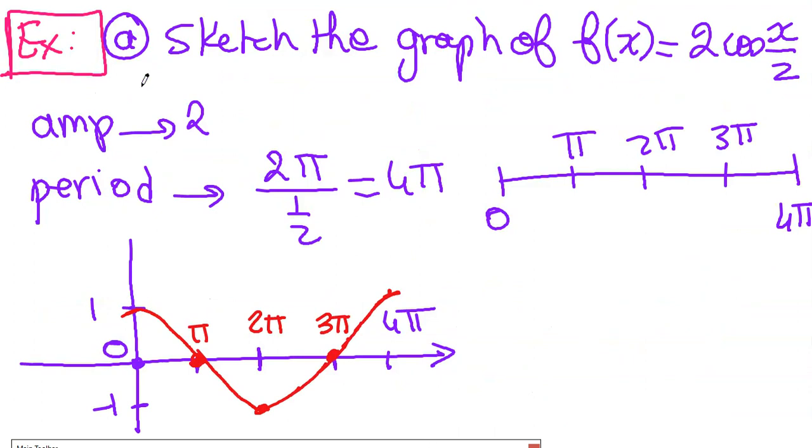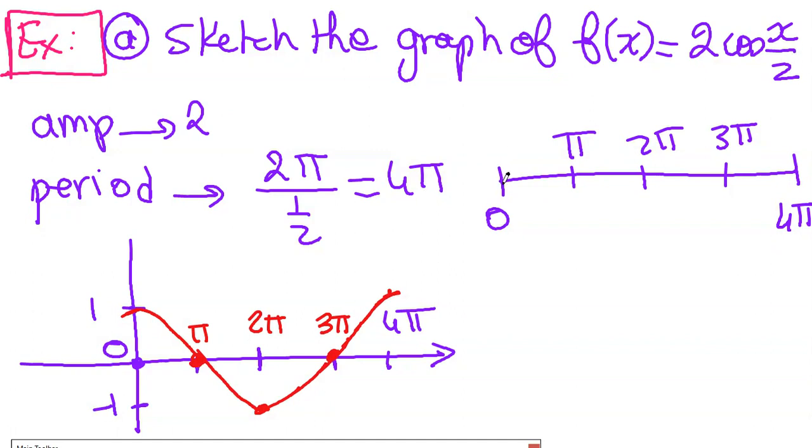First step, the first exercise, the first question. Example, the first question is to sketch the graph of f of x equal to 2 cosine x over 2. So it's a normal exercise like the preceding video, so I'm doing it again so you will get it more. First, what is the amplitude? It's 2. The period, it's 2 pi over half, so it means it's 4 pi.